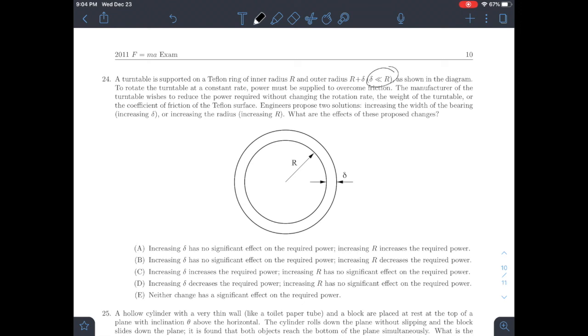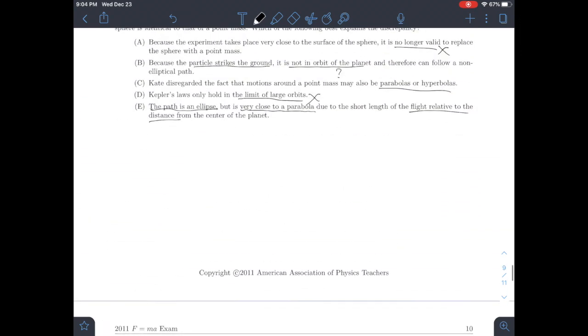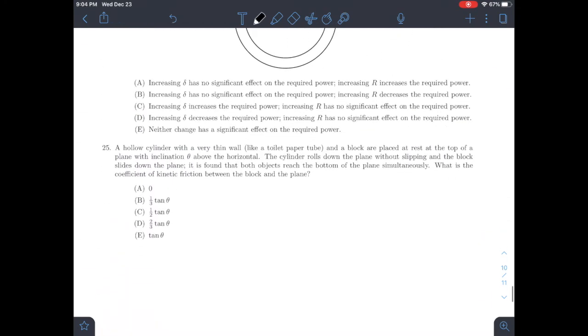First, we know that delta is much smaller than r, and we know that the moment of inertia of this ring is proportional to r squared. By increasing the moment of inertia, and because the rotational rate is still the same, we increase the kinetic energy, which increases the power. So we know delta is much smaller than r, so increasing delta doesn't give us a significant effect. And increasing r, you increase the moment of inertia, which increases the potential energy. So we have A, increasing, which is equal to A.